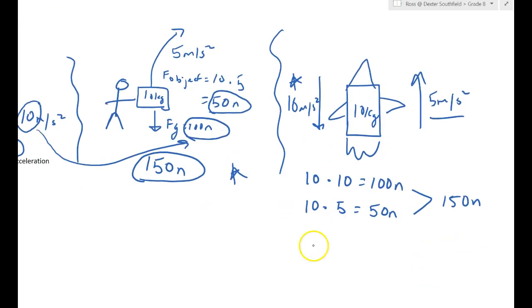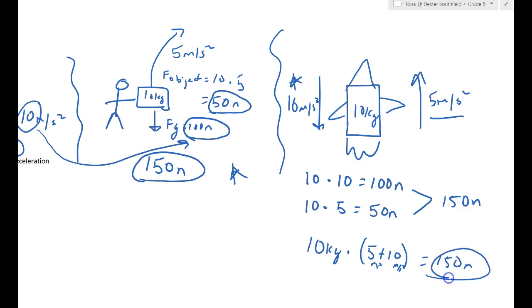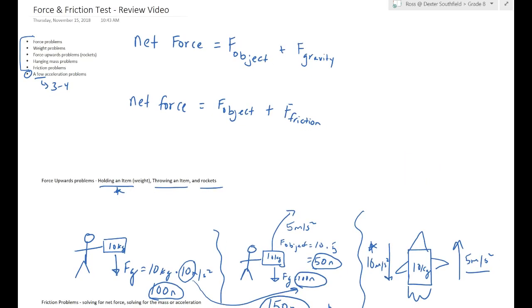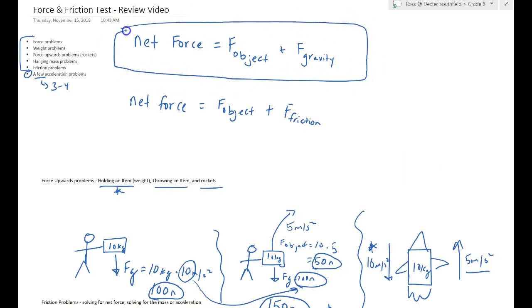An easier way, in my opinion, is to take the 10 kg and multiply it by 5 plus 10, the two like terms, 5 meters per second squared and 10 meters per second squared. Gets you the same 150 newtons. So in all of these three problems so far, we have been using this idea here, and we have been solving for the net force.